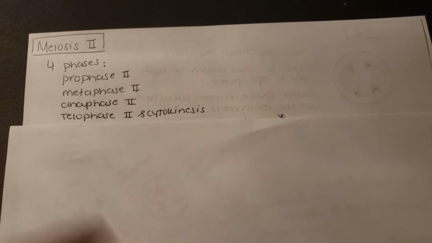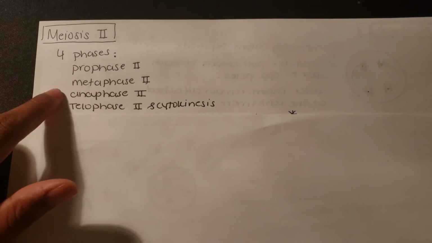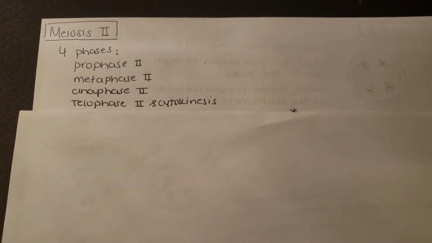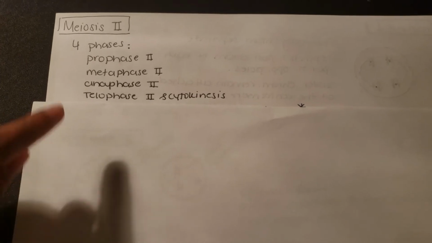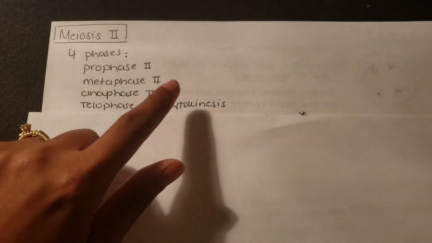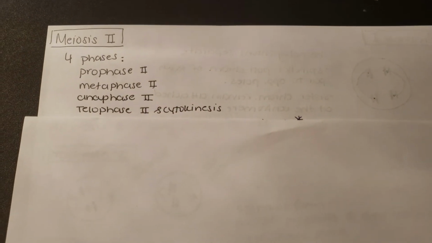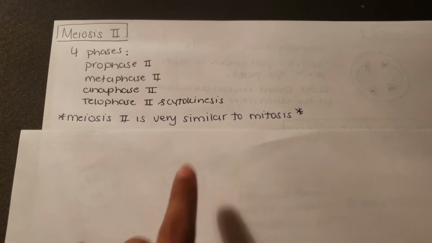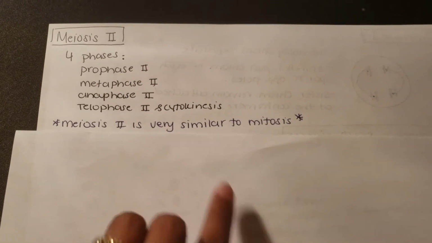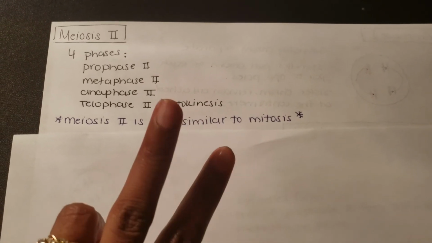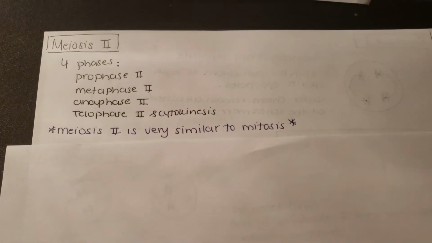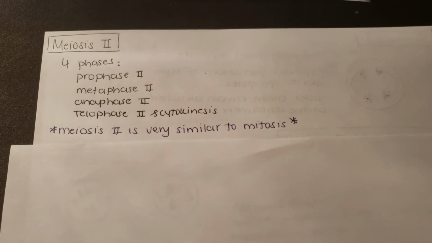All right, so let's talk about what happens in meiosis 2. Meiosis 2 also has 4 phases like meiosis 1. It has prophase 2, metaphase 2, anaphase 2, telophase 2, and cytokinesis. So they're very similar to meiosis 1, except for the part that they have 2. Meiosis 2 is a lot more similar to mitosis than meiosis 1 was.